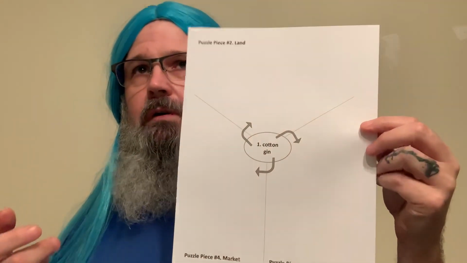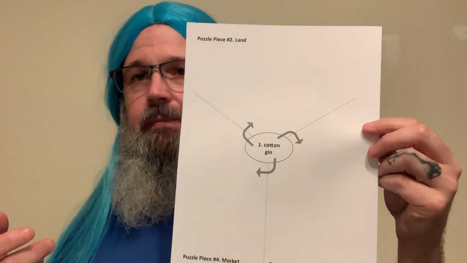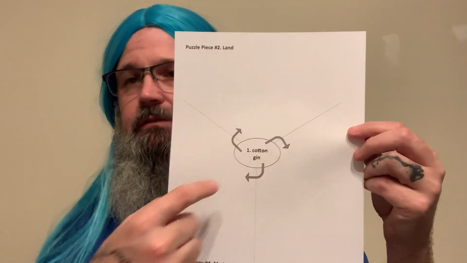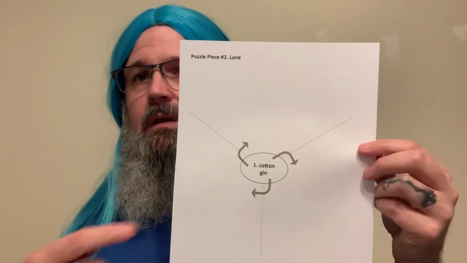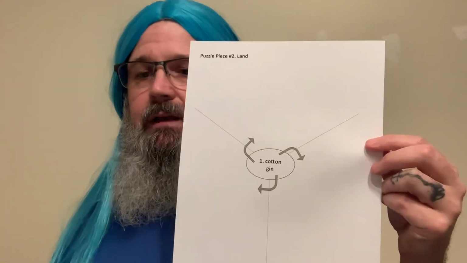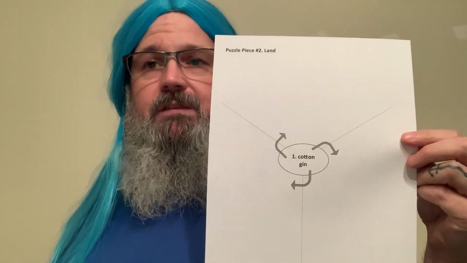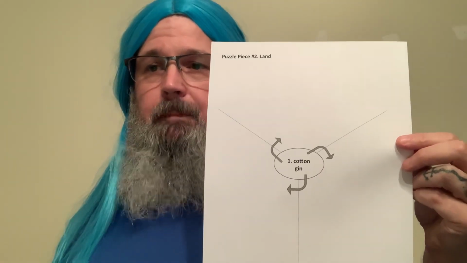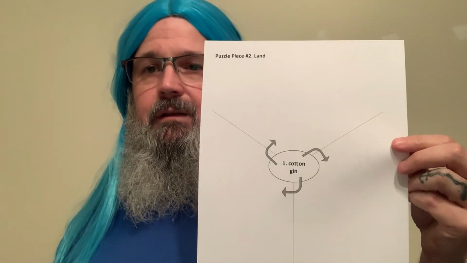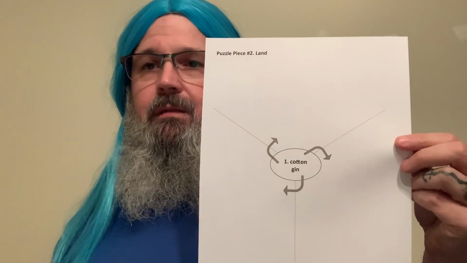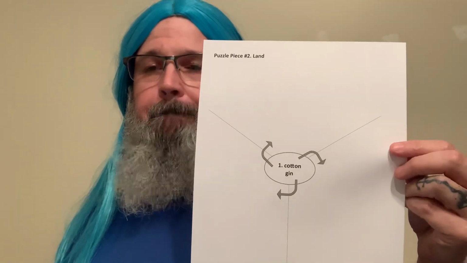Well, as more farmers were able to grow cotton, because there were these machines, the cotton gin, that could clean the cotton, farmers needed land on which to grow their cotton. Well, one of the nice side effects of Manifest Destiny in moving westward was there was more and more land acquired by the U.S. that farmers could grow cotton upon.